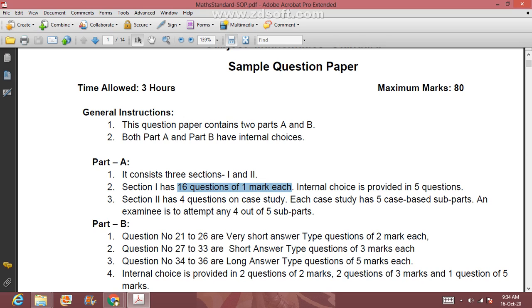It is not the case that 21 questions are given and out of 21 you have to solve 16. That is called overall choice. Internal choice is when, for that particular question only, an 'or' question is given. For 12, if you are unable to solve one question, an 'or' is given for the 12 only. For that question 12, the choice is there. It is called internal choice. So internal choice is provided for the 5 questions.